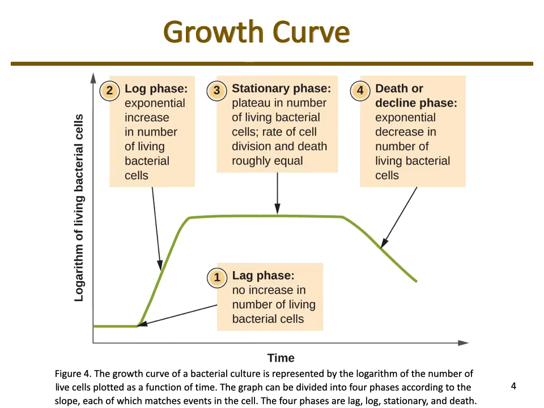And then we'll enter into a stationary phase. This is where it kind of plateaus off. The rate of cell division and death is equal. At this point, the organisms have used up a lot of the nutrients that are in the material that they're growing on.